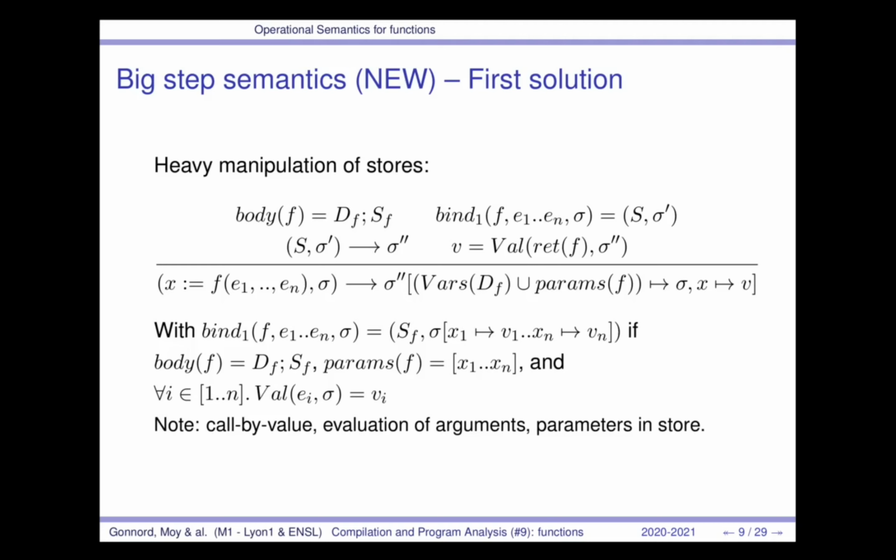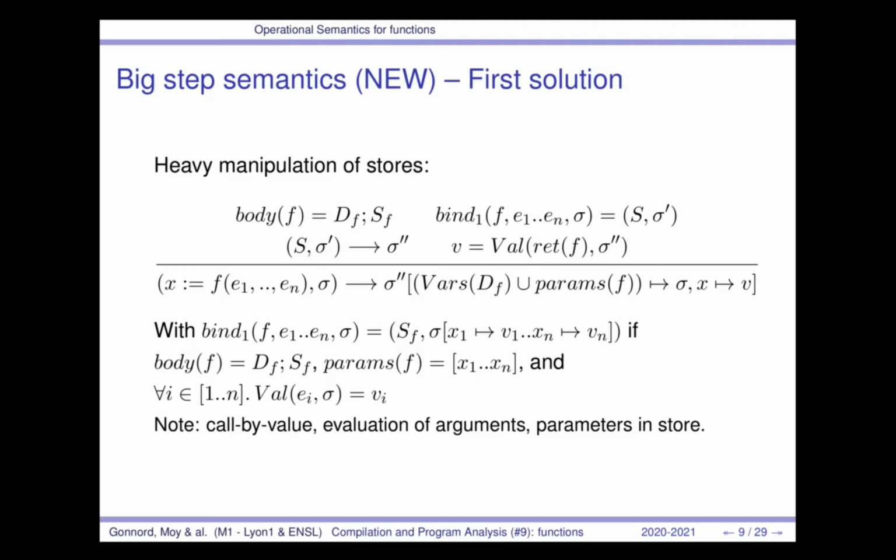So what this rule does is that it first takes the body of the function f. Remember, body is a generally declared function that gives you the body. So it's a set of variable declarations and a statement that can be a list of statements, in fact, thanks to the sequence.